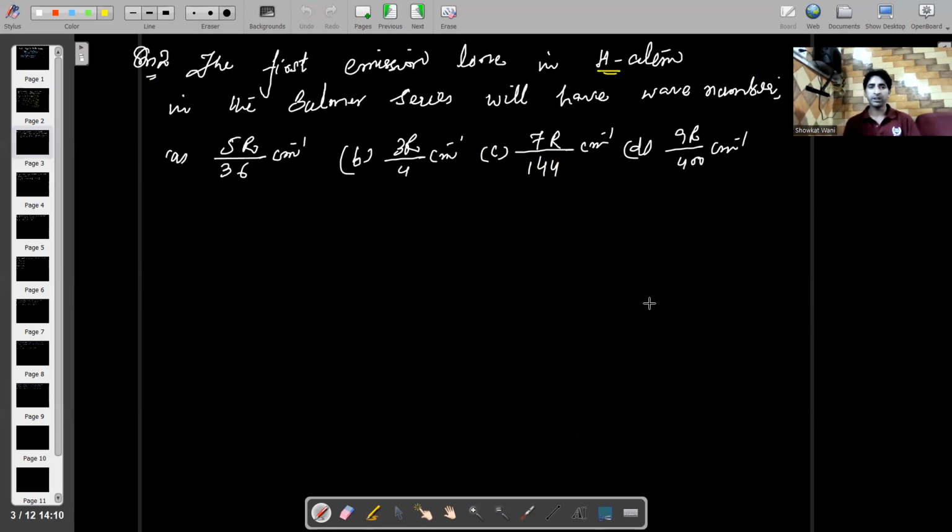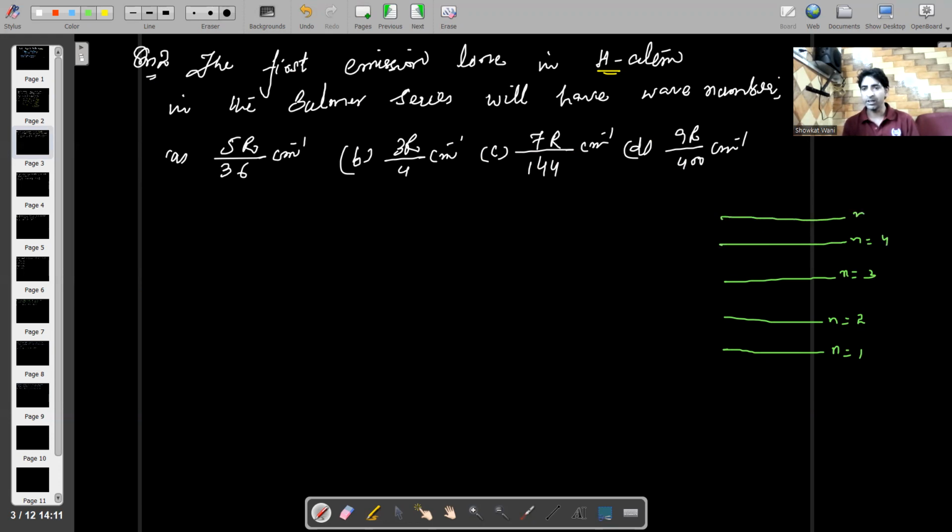The next question is: the first emission line in the hydrogen atom in the Balmer series will be. Now let us quickly draw the spectrum. We know that the spectrum is like this. This is n is equal to 1, this is n is equal to 2, this is energy level n is equal to 3, and this is energy level n is equal to 4. Likewise, we have energy levels 5, 6, 7, and 8.